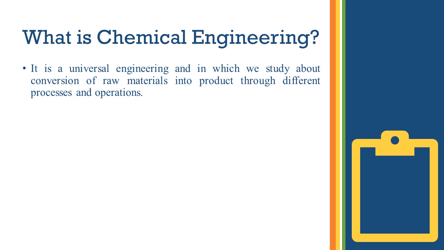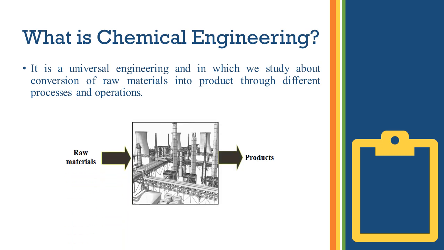Let's take an example of chemical engineering. As you can see, we convert our raw materials from the left-hand side to the right-hand side into products through different operations and processes. This is called chemical engineering, and chemical engineering is a composition of two major terms.